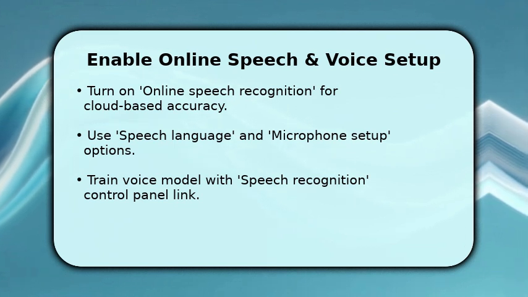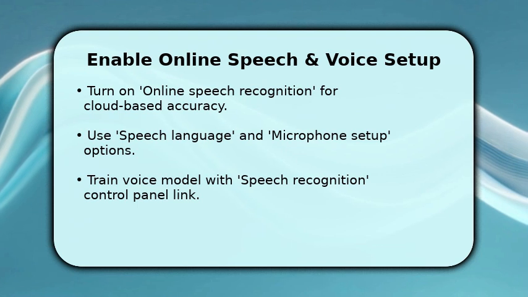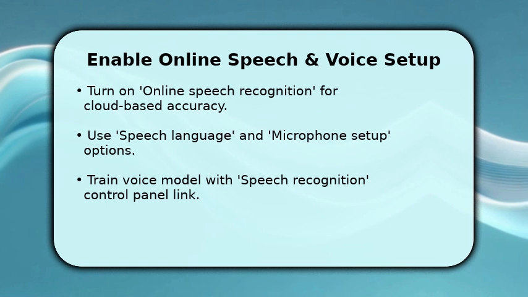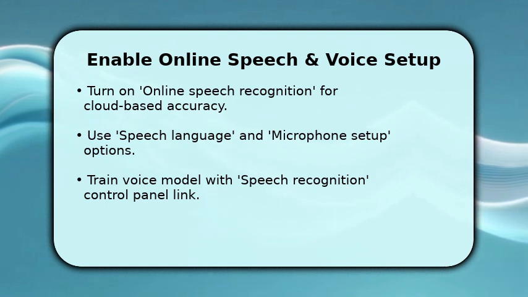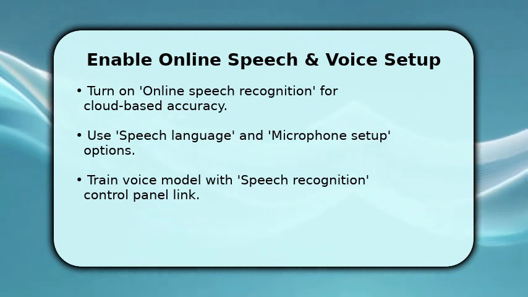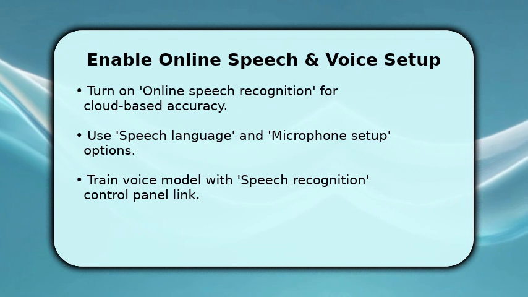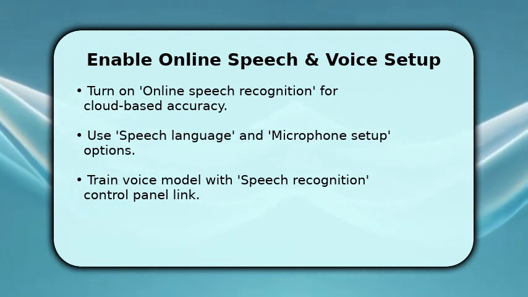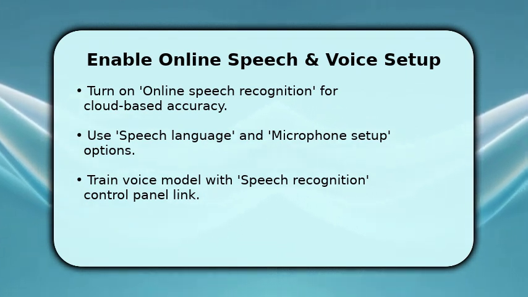Next, confirm the speech language matches your dialect, then click Microphone Setup and follow the wizard to calibrate volume and position. After that, open the Classic Speech Recognition Control Panel from the Related Settings link and run the Train Your Computer to Better Understand You option. This trains the voice model, so recognition adapts to your pronunciation and reduces errors over time.